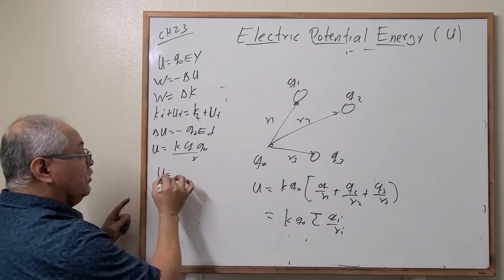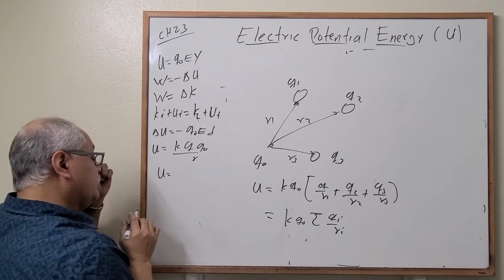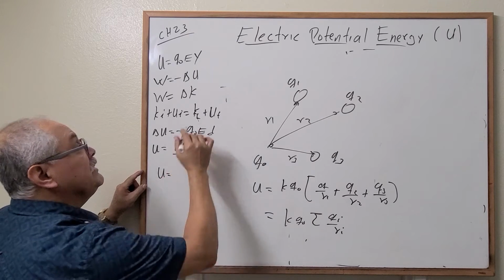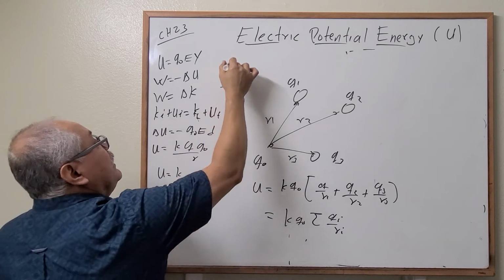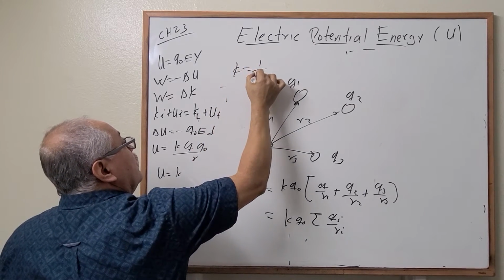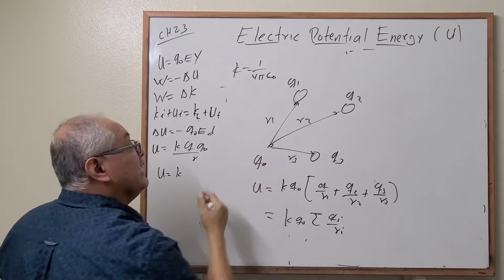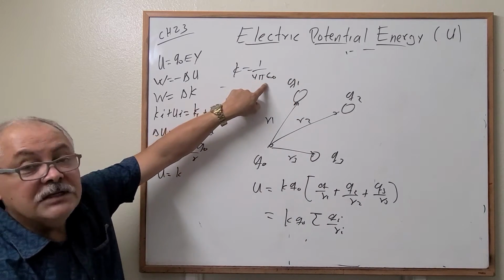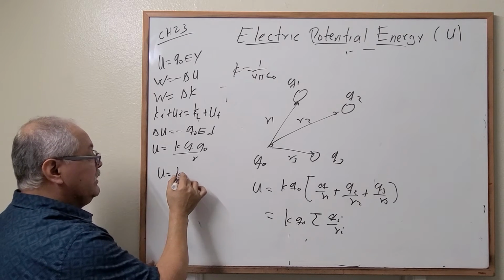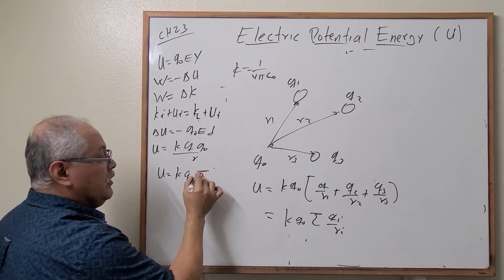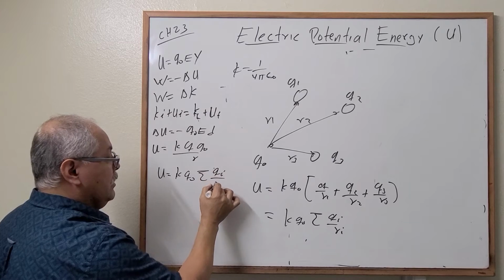That should be the total electric potential energy, correct? Also, remember, K equals 1 over 4 pi epsilon naught. The book uses this notation, but it's the same thing, okay? K Q naught times the sum of this product, Q sub I over R sub I.